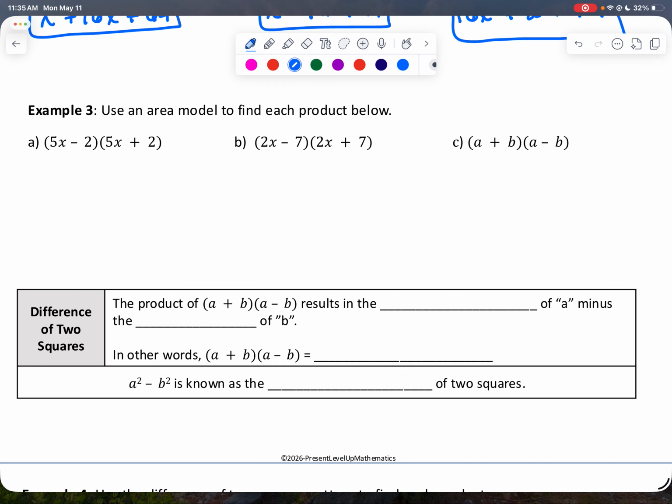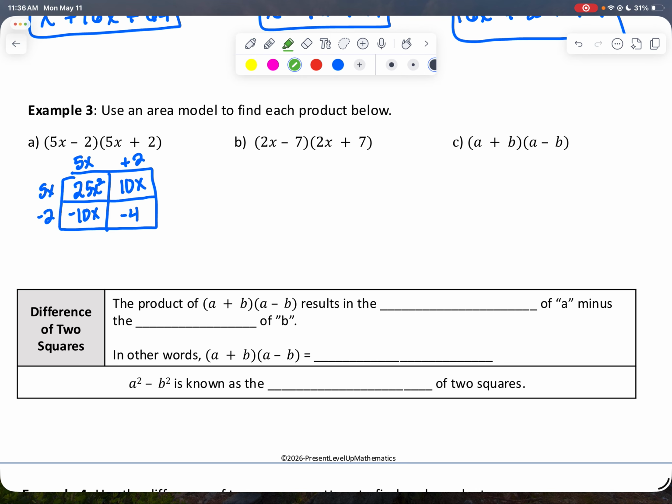Now, before I show you the special pattern for these, let's multiply them out the long way with an area model. So if I used an area model for problem A, let me draw it first here. I am multiplying 5x minus 2 times 5x plus 2. So 5x times 5x is 25x squared. 5x times 2 is positive 10x. Negative 2 times 5x is negative 10x. And negative 2 times 2 is negative 4.